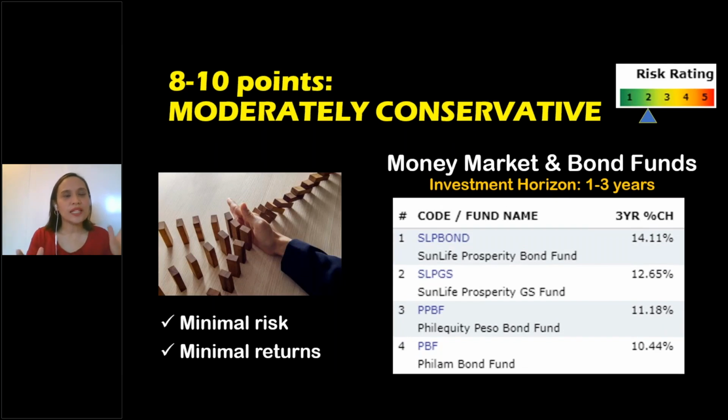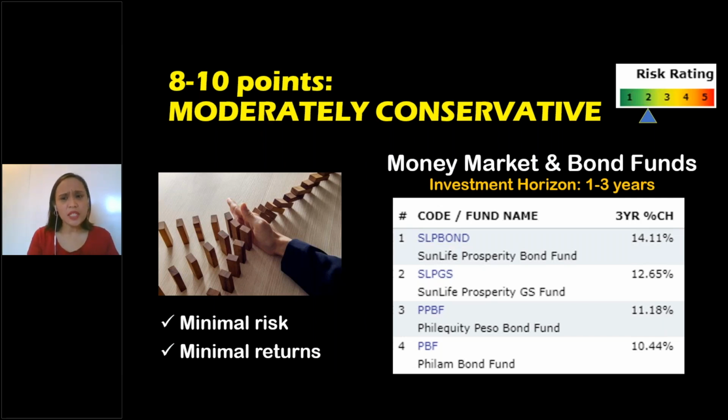Now, if your score is between 8 to 10 points, you are a moderately conservative investor. If you are this type of investor, ibig sabihin, okay lang sa'yo, minimal risk, but minimal returns, okay? And if you are this kind of investor, you can invest in both money market and bond funds. And usually, ang investment horizon mo is 1 to 3 years.